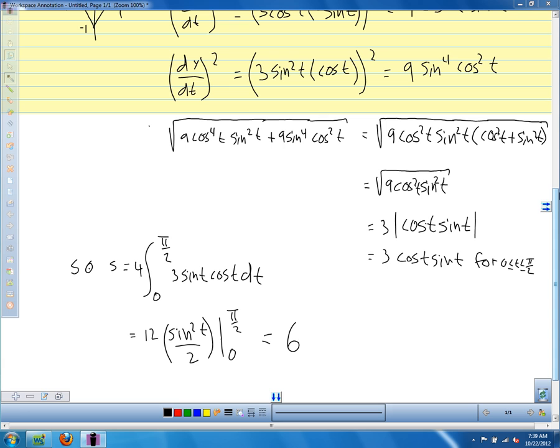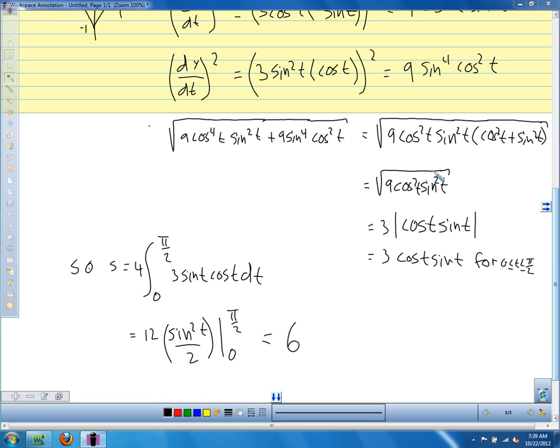Questions on that? And we're getting a little practice in here with sines and cosines because we'll end up using sines and cosines a lot when we work with polar coordinates.